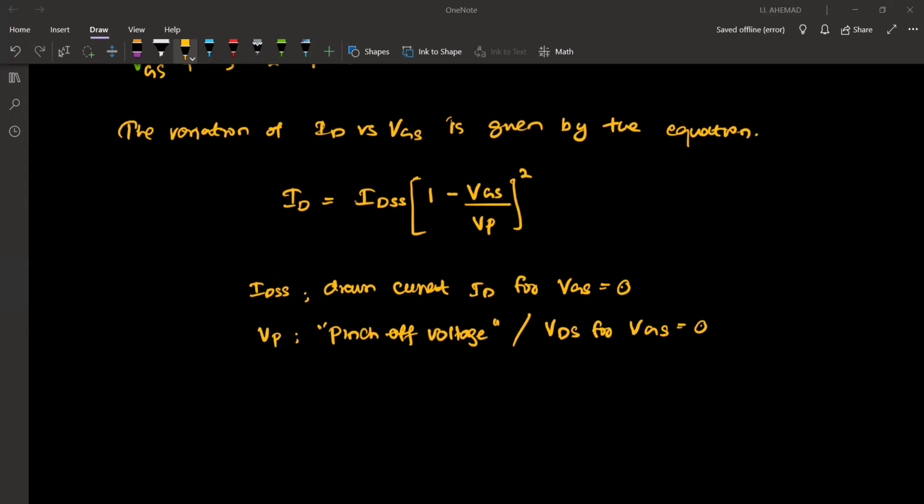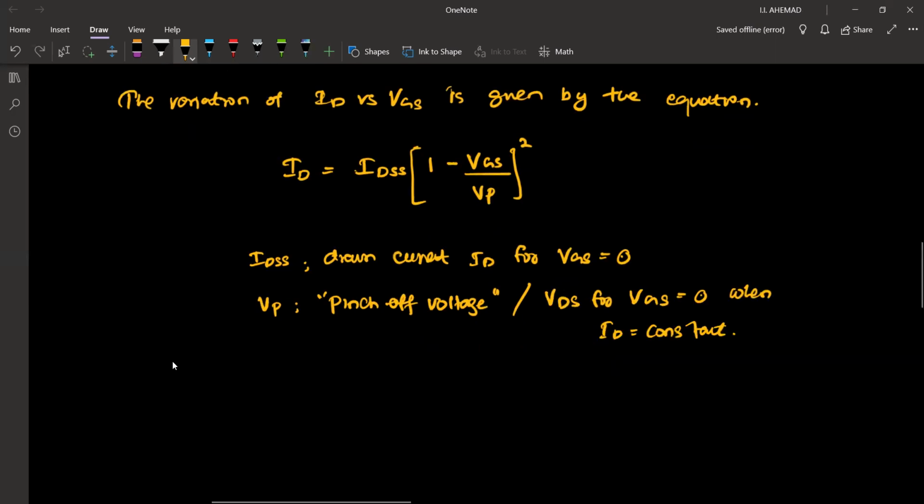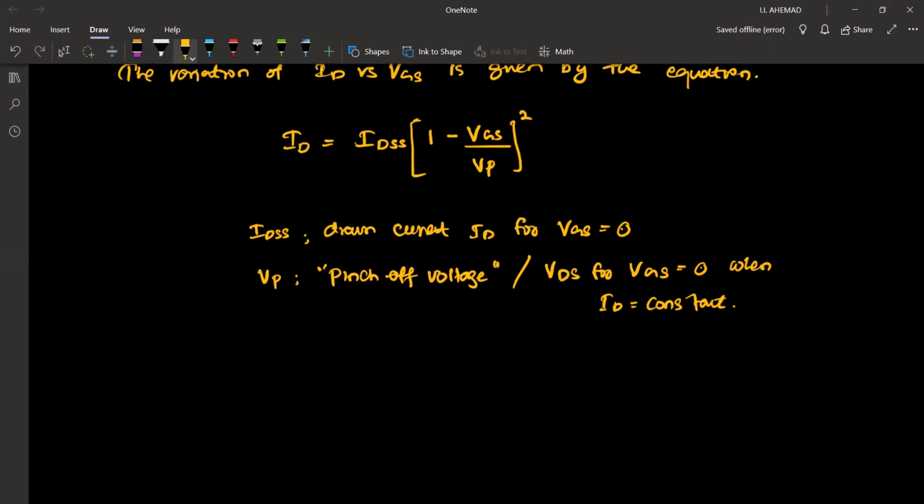Next, VDS for VGS equals 0 when ID is constant, then only we get the pinch off condition, right? IDSS and VP are constants for a given JFET.